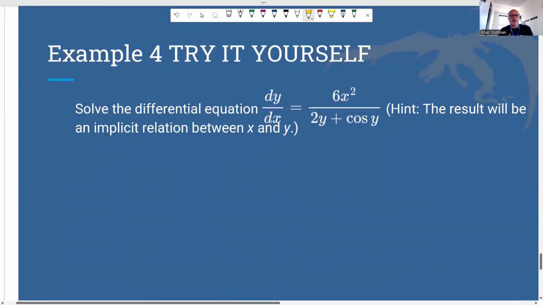All right, here's one other one you can try yourself. This is separable because I can easily move the 2y plus cosine of y to the left side and dx to the right-hand side. Now, when you get your solution, it's going to be an implicit relation between x and y. We're not going to be able to solve for y equals something, but we'll have an implicit relationship that I can numerically solve for y given different values of x. So you can try solving this differential equation.